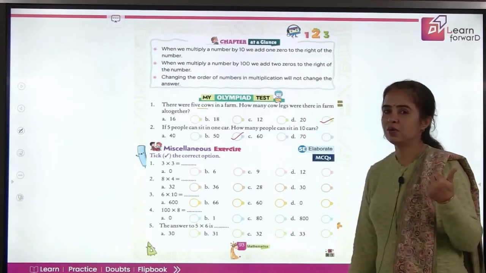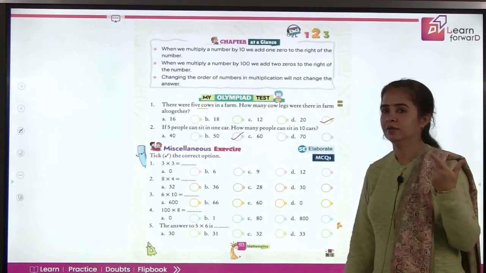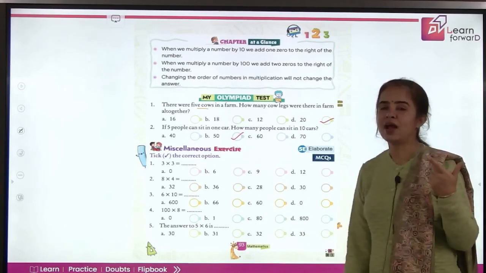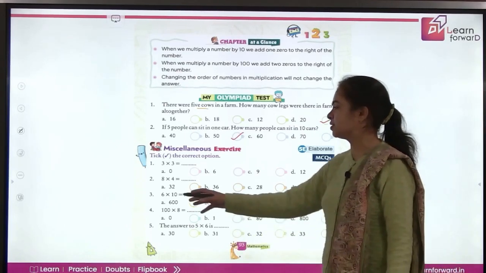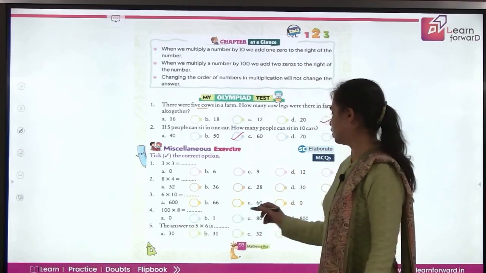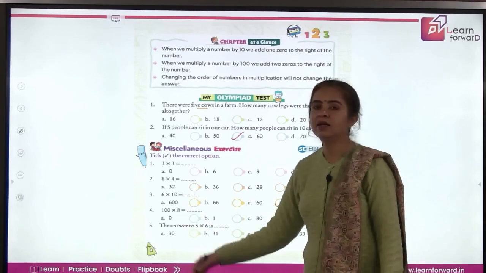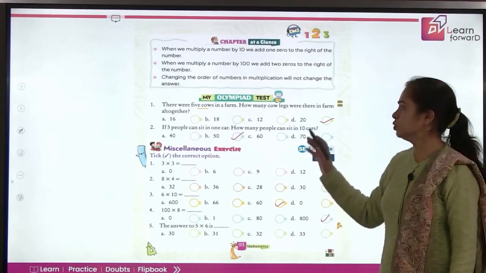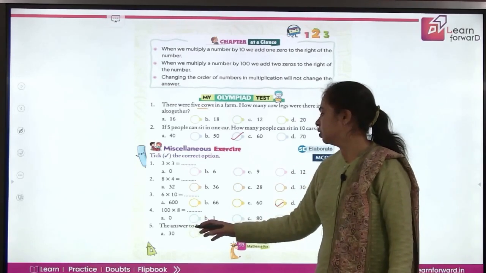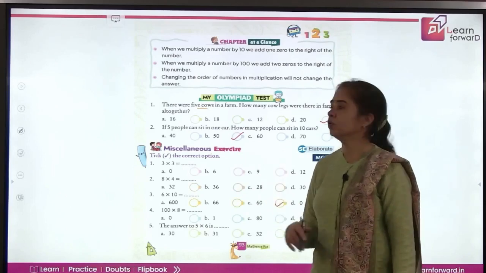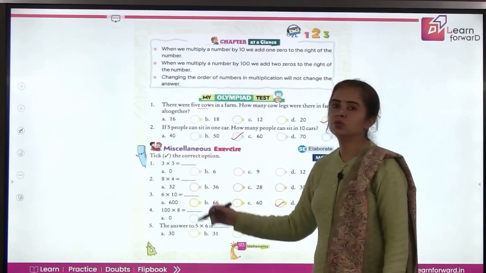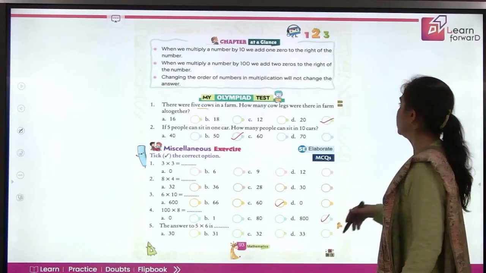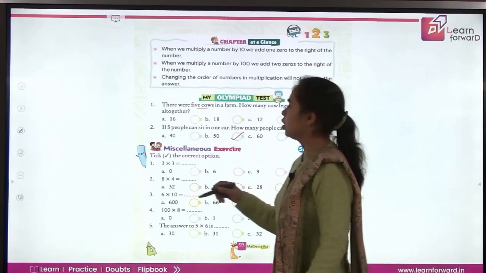So, either you have to learn the tables or you have to learn the strategies of multiplication. Like here, 6 times 10 is 60 without multiplication. 100 times 8 is 800. Right? So, you just have to check out the answer. 5 times 6 is, you need to know the table. Here also you need to know the tables. So, learn the tables and get answers to these questions yourselves, children.